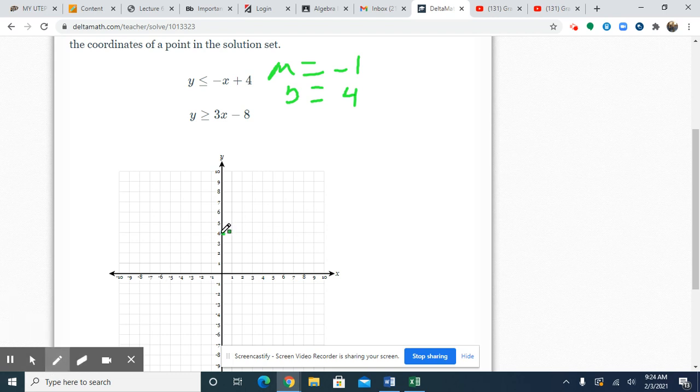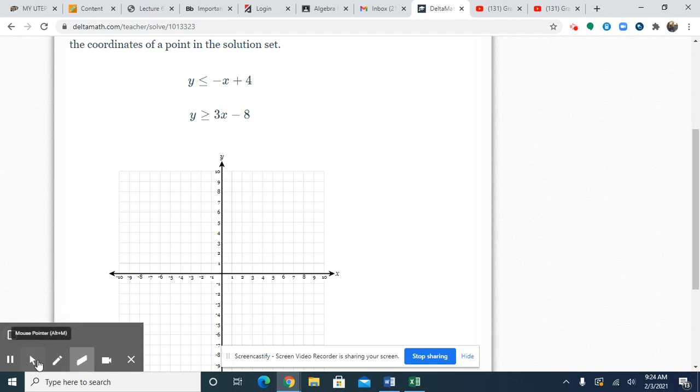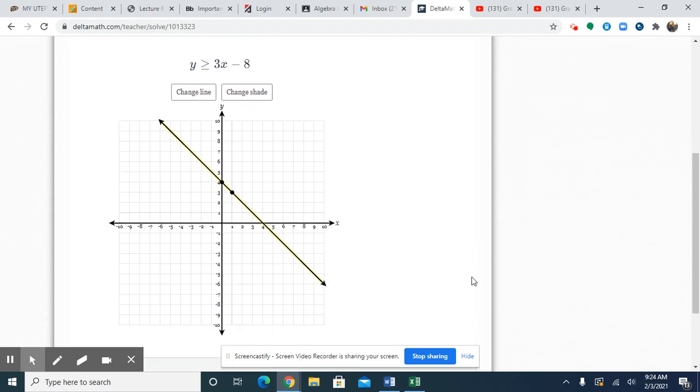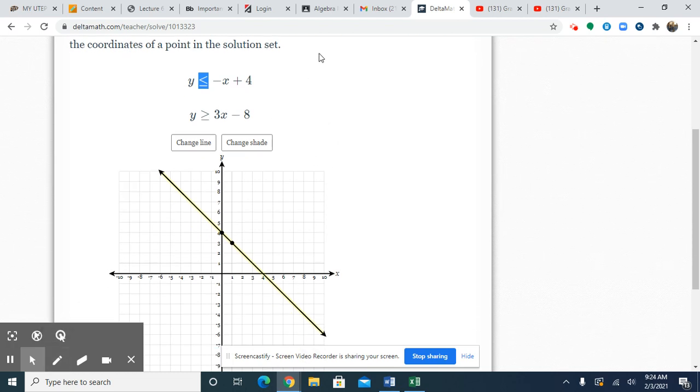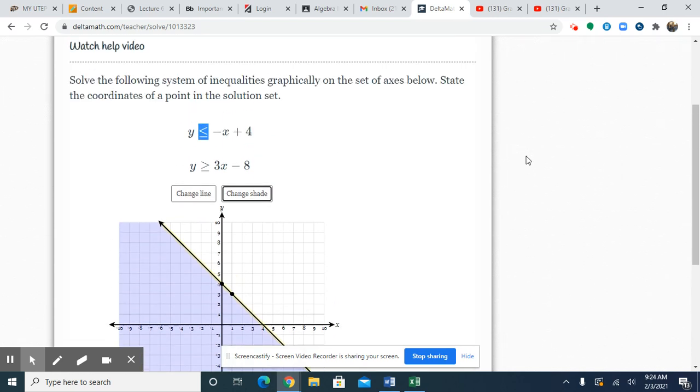We're going to start off at 4 and we have -1 as our slope, which means we're going to go down 1 over 1, down 1 over 1, down 1 over 1. So we're going to positive 4 and then down 1 over 1. So remember that we're going to have a solid line. The inequality tells us that we have a solid line, so that doesn't change. And the fact that we have y is less than or equal to negative x tells us that our shading should be on the bottom.